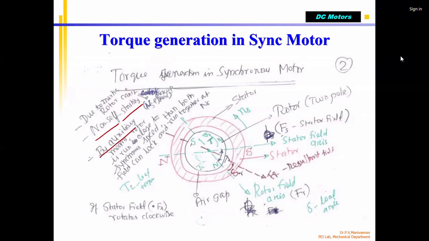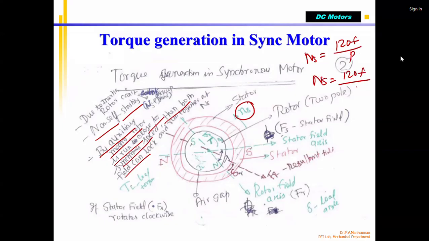By using an auxiliary motor, the rotor is run close to the synchronous speed of the field. We know the synchronous speed. How will you find it out? Synchronous speed Ns equals 120 F divided by P, or 120 F divided by small p, or capital P, and that depends upon the number of poles and so on in the given problem.